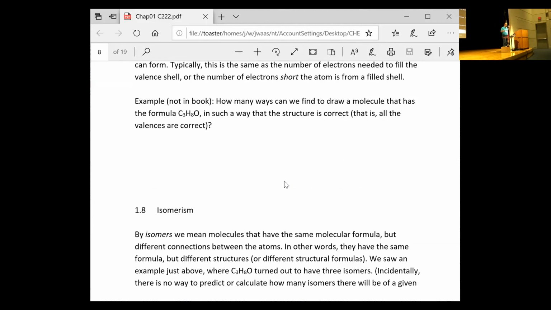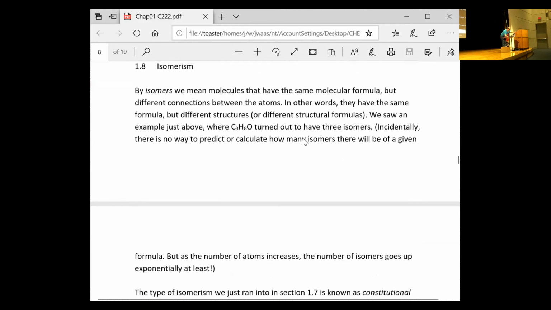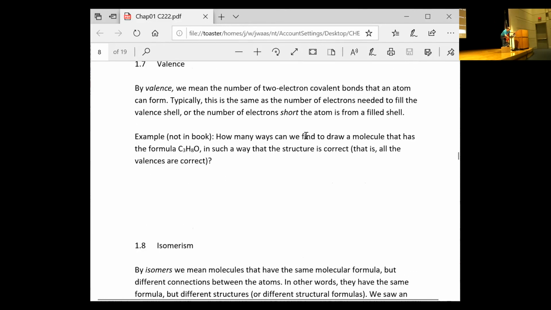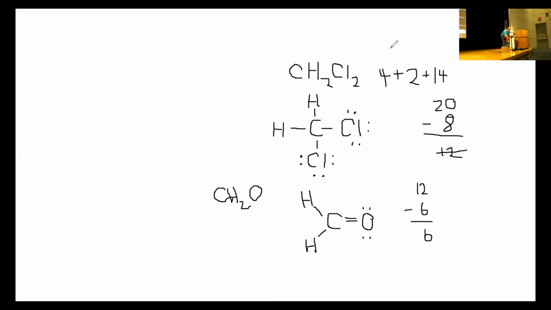They have different structures. So if I could go back to my whiteboard, just a moment, new share, whiteboard. I'm getting trained here. I'll figure it out sooner or later. Let's say that we took a formula such as C3H8O.